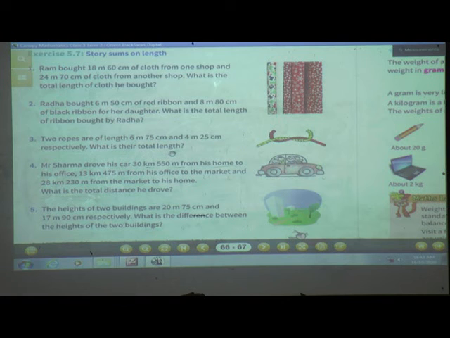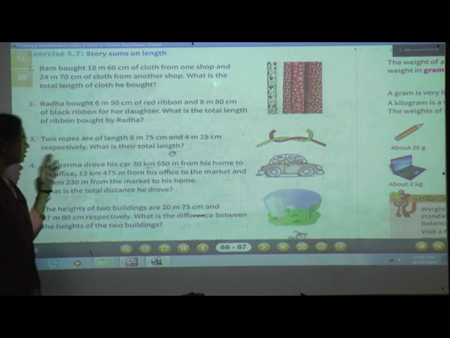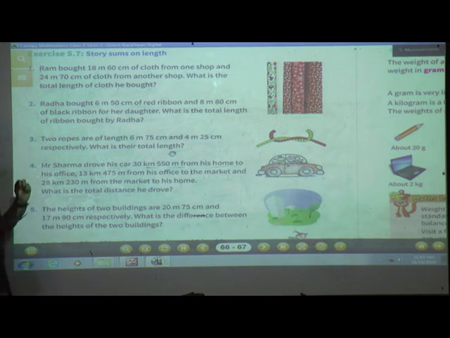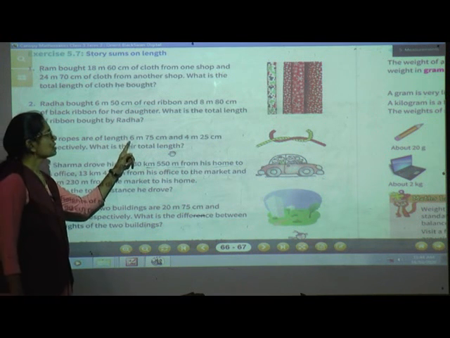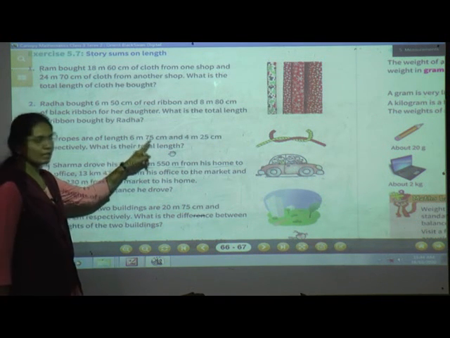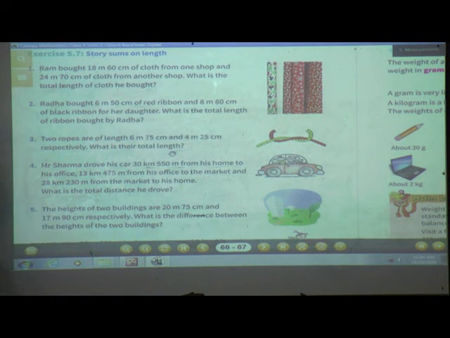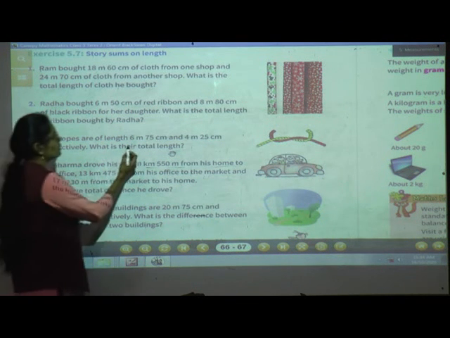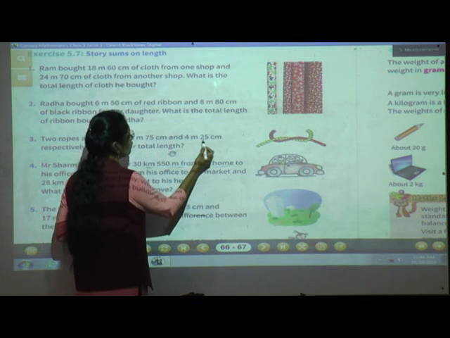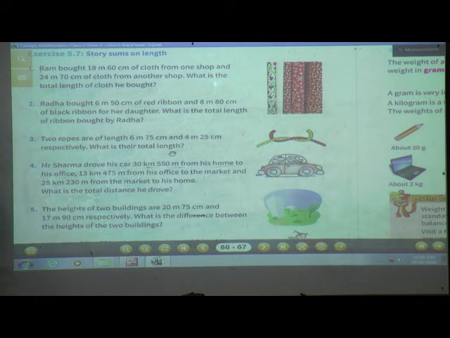Here also we have to find out the total length of the ropes. Here two ropes are there and the length of the first rope is 6 meter 75 centimeter and the length of the other rope is 4 meter 25 centimeter, and then you have to find out the total length of the two ropes. So here also we have to do the addition. 6 meter 75 centimeter plus 4 meter 25 centimeter. So you have to do the addition. Try to solve by your own. This is a very easy example.